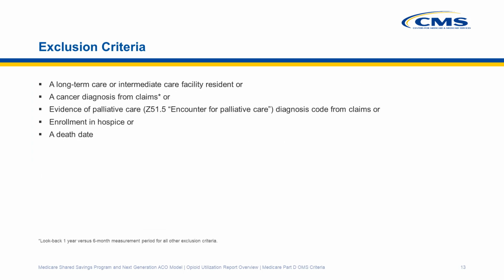Beneficiaries who have Part D coverage are excluded if, during the 6-month measurement period, they meet any of the following criteria. They are a resident of a long-term care facility or intermediate care facility based on the resident code on the prescription drug claim within the measurement period. They have a cancer diagnosis. They have a palliative care diagnosis on at least one inpatient or at least 2 outpatient claims. They are enrolled in hospice or they have died. Note, we look back 1 year to identify cancer.